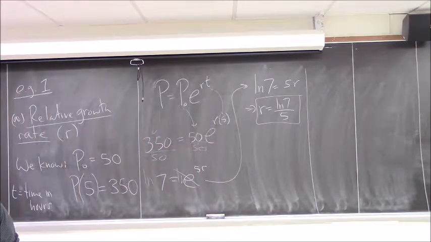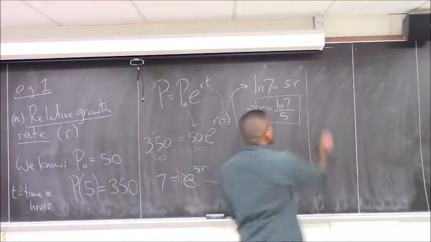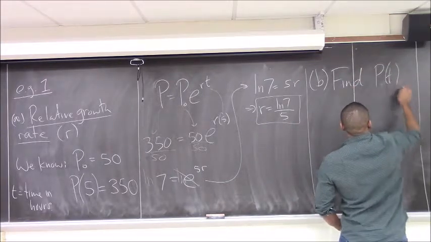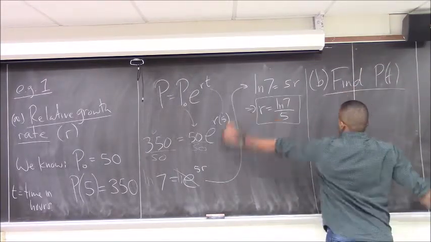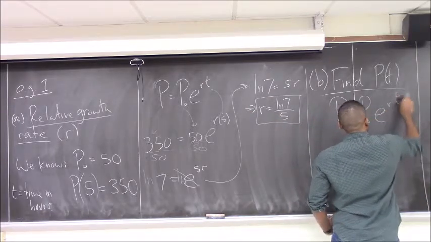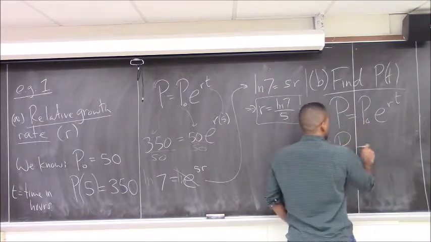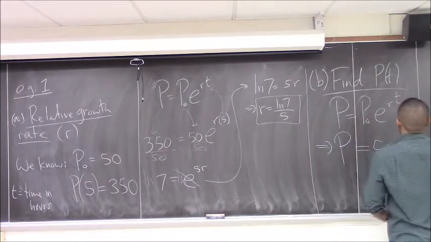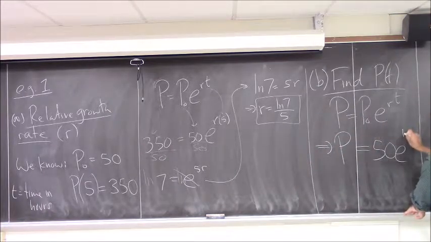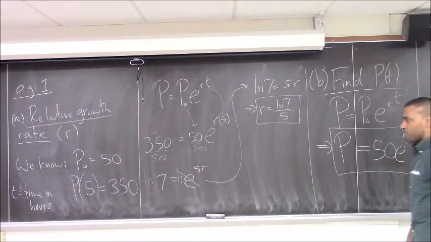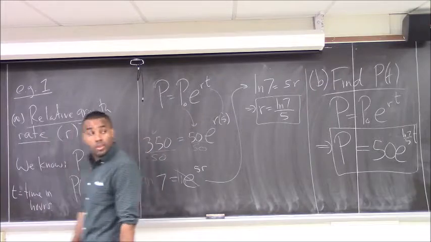So let's look at part B. Find a formula for P of T. So again, when it says find P of T, what is it referring to? Well, the PERT formula. So we know that P is equal to P naught e to the RT. So I'm just going to plug in the values that we know. P is equal to P naught, which was 50, times e to the R, which I now know is ln of 7 over 5, times T. And so that's the answer. And you can leave the answer there.